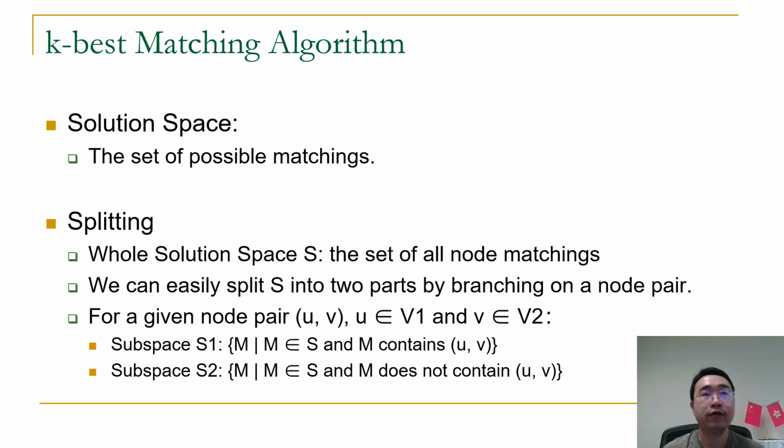In the following, I will give a brief introduction to the k-best matching algorithm. A key concept in this algorithm is solution space splitting. Given a graph pair G1 and G2, the whole solution space denotes the set of all node matchings between them. We can easily split the whole solution space into 2 subspaces by branching on a node pair as follows. The subspace S1 denotes the set of node matchings which contain the given node pair, and S2 denotes the set of matchings not using it.